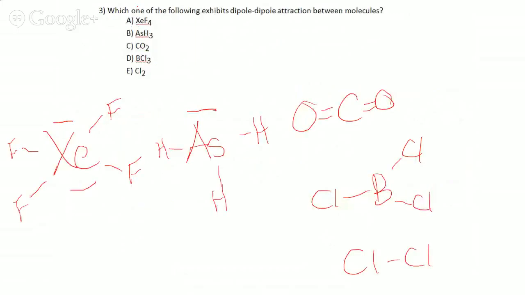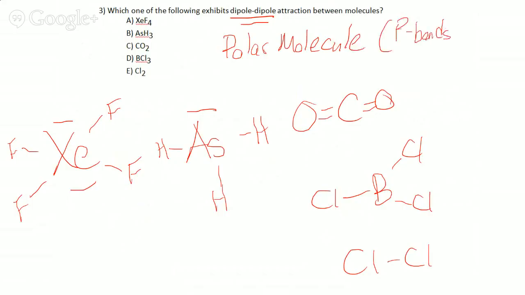I did some TV movie magic and already wrote out these structures so we can look at the question. Which one of the following exhibits dipole-dipole interaction between molecules? So the first question is, when do we have dipole-dipole interaction? It's when you have a polar molecule. In order to be a polar molecule, you need to have polar bonds and at the most one line of symmetry.